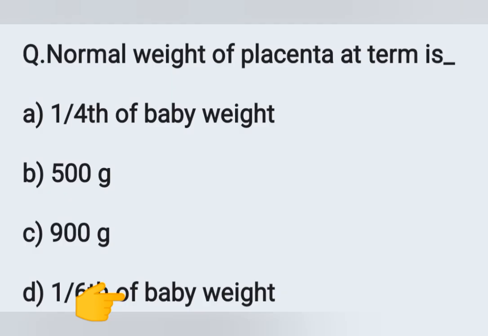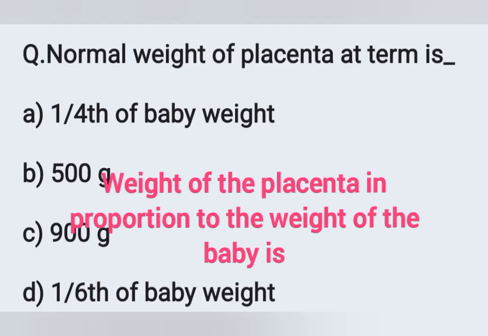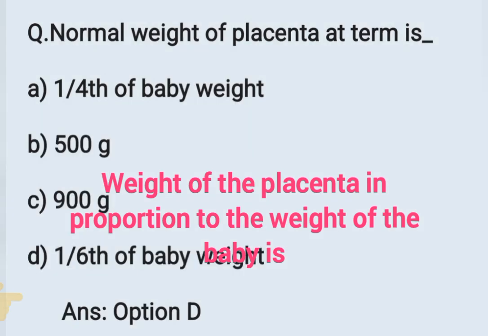And the next question is, normal weight of placenta at term is: option A 1/4 of baby weight, option B 500 gram, option C 900 gram, option D 1/6 of baby weight. The normal weight of the placenta corresponds to the proportion of the weight of the baby, which is about 1/6 of baby weight. Option D is the correct answer, or the proportion is 1:6.